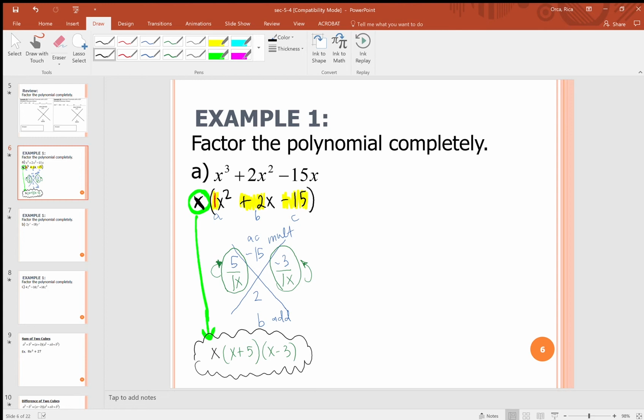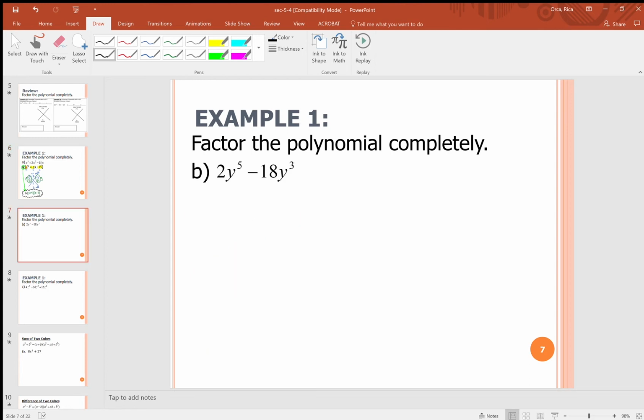Let's look at another problem. In this problem, we have a binomial. When you're asked to factor a binomial, try to look for the greatest common factor. The greatest common factor in this problem is 2 times y to the third.